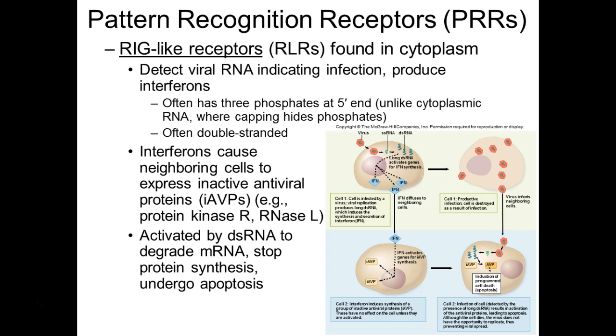Right? So that signal gets sent to neighboring cells to basically warn them, right? It's screaming, run, right? Or in this case, prepare to fight, right? The bad guy is here. You need to prepare to fight. How are they going to prepare? They're going to produce enzymes that will destroy messenger RNA.